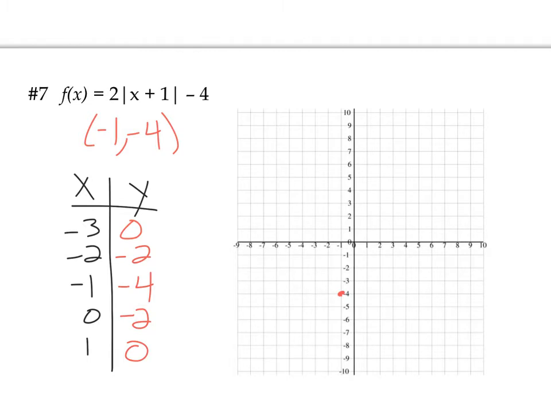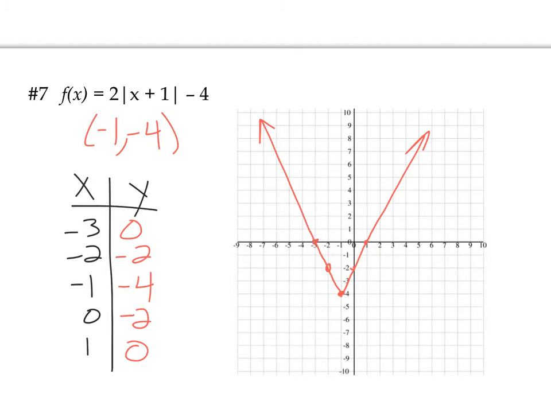And I'm going to plot these points. -3, 0 right there. -2, -2 right here. 0, -2. And 1, 0. And then I connect these, and I'm getting a graph that's more narrow than my typical y equals absolute value of x graph, because this 2 here is a vertical stretch. My graph normally would go out like this. It's being stretched vertically, more narrow.